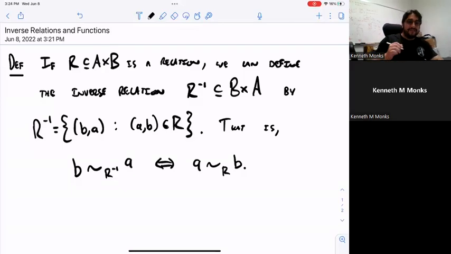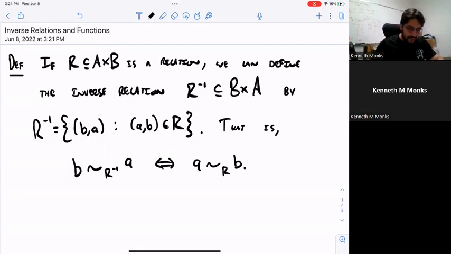Hello. Today I want to talk about the idea of an inverse relation and also an inverse function. You may have seen inverse functions in a pre-calculus course, maybe in a college algebra course. Here we're going to do it in a little more formality and a little more generalized setting, looking at it almost as a special case of an inverse relation, right?